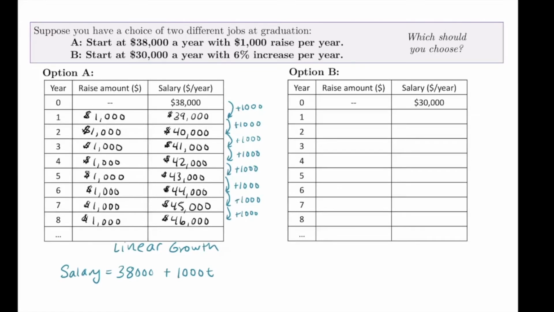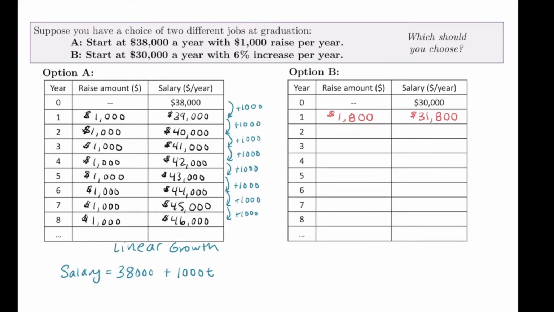Let's compare that with option B and see what happens in this case. In option B, we will take our 30,000 and multiply that by 0.06 to get our raise amount. So our first raise amount is actually going to be more than in option A. This will be 1,800, so the salary after our first year, when we increase, will be 31,800.